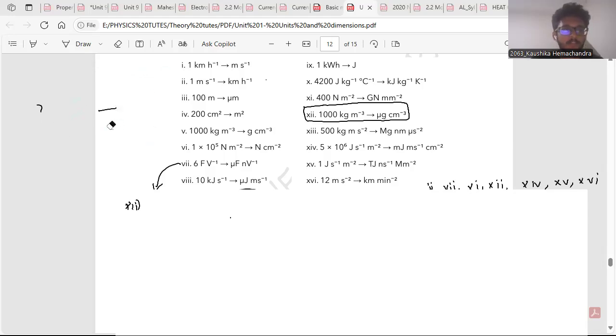1000 kilograms per cubic meter. That's actually the density of water. 1000 kilograms per cubic meter going into micrograms per cubic centimeter. So kilograms to micrograms, that's a very big value. So kilograms to grams is 10 to the power 3, right? 1 kilogram is 10 to the power 3 grams. And then grams you have to convert to micrograms. So 1 gram is 10 to the power 6 microgram, right?